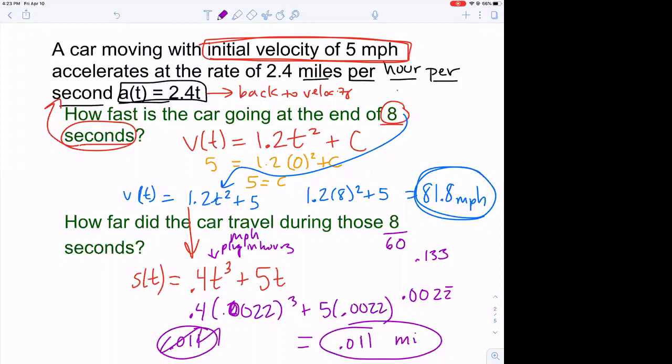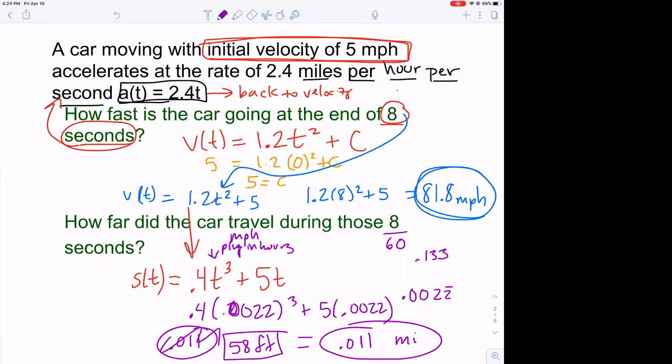What is that in feet? Let's just take that times 5,280. It's 58 feet. 58 feet in 8 seconds. That's not bad. That's just more out of your curiosity.